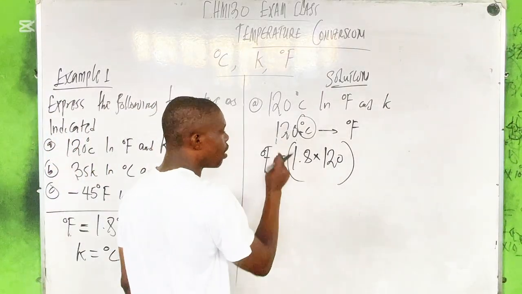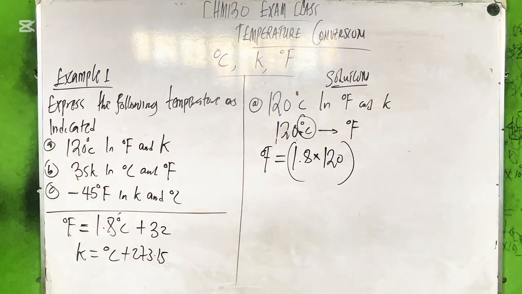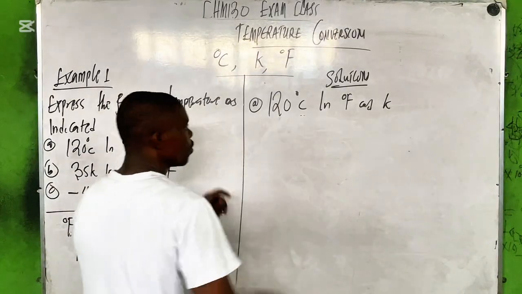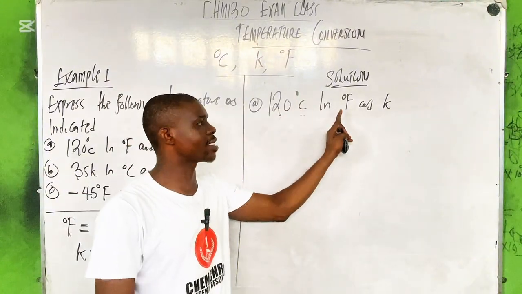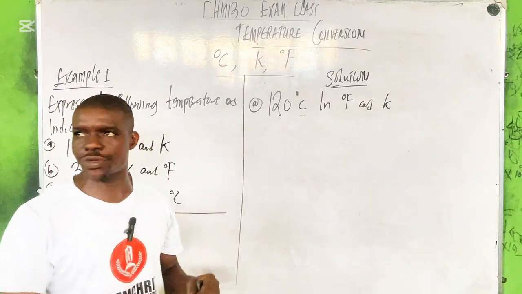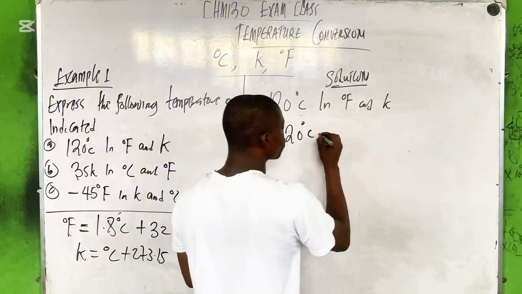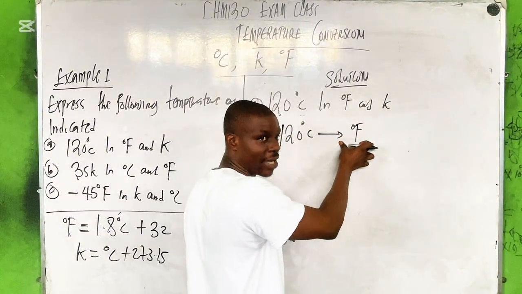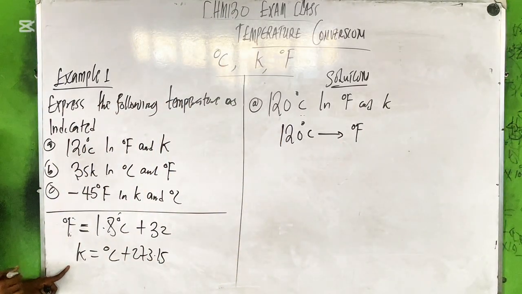Now remember, please pay close attention here. We are converting 120 degrees centigrade into Fahrenheit and Kelvin. So let's take the first one: 120 degrees centigrade to degree Fahrenheit, right? Now, which formula are we going to use? The first one, right?